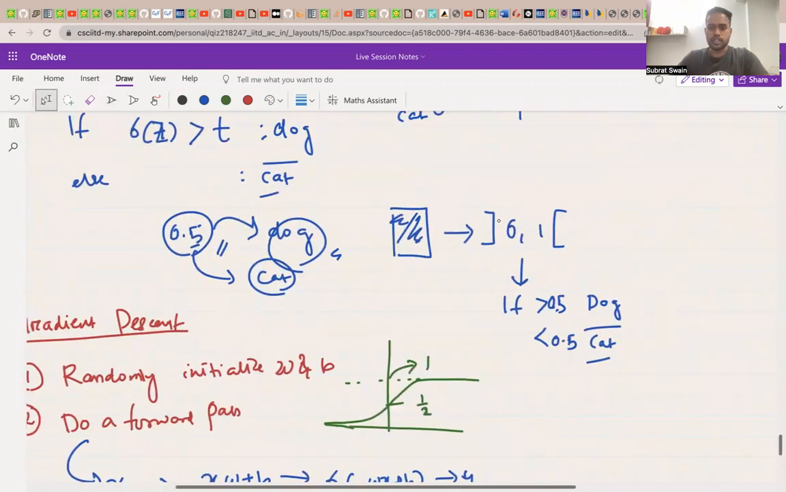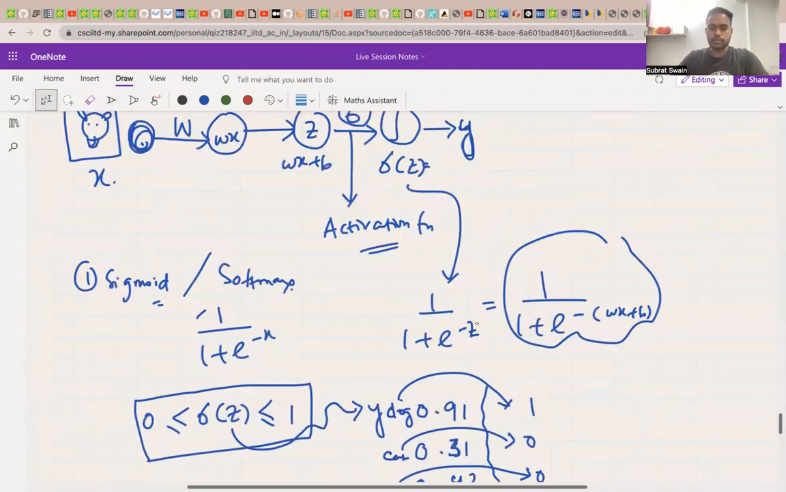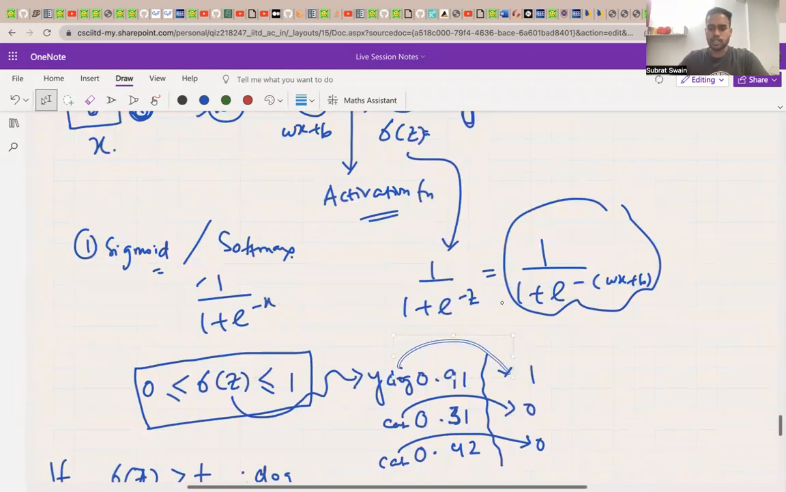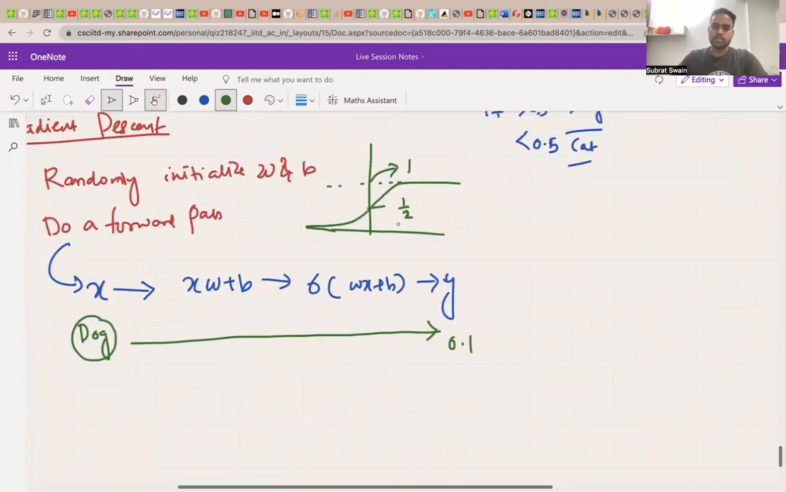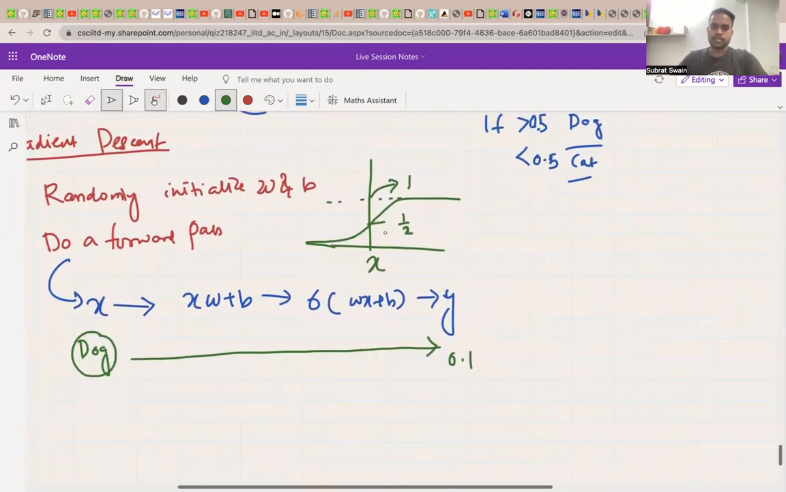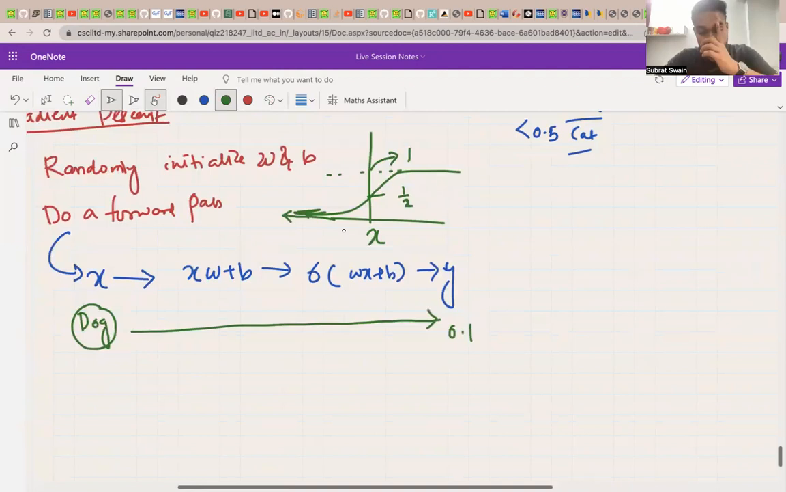This is the function for sigmoid. If you put 0 as z, it will be 1 by 1 plus e to the power minus 0, which is 1 by 1 plus 1, half. When x is 0, the sigmoid is half. When x goes to infinity, it touches 1. When x goes to negative infinity, it touches 0. It is never exactly 0, but it touches 0, sort of.